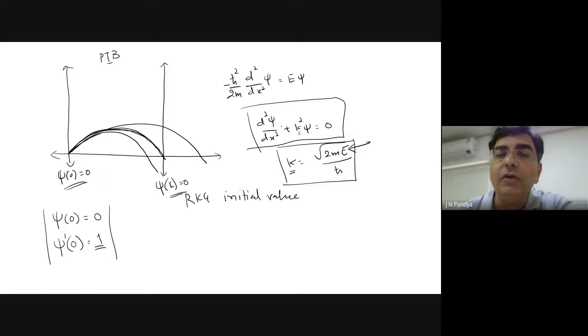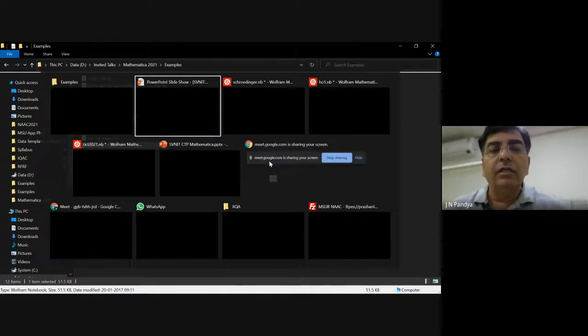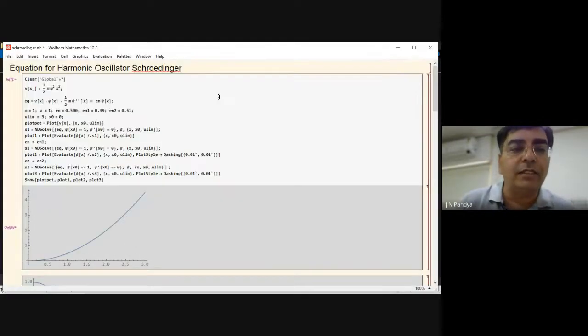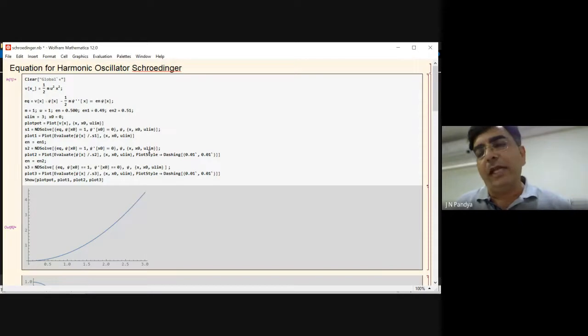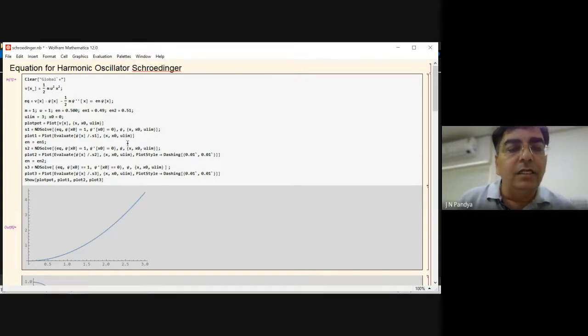So what is our goal? Our goal is to find out what that k value is. Here, this code is a raw code as such, which is simply using the inbuilt feature of Mathematica. Of course, this code can be converted into a fully working code by certain changes, but this is the way it works.